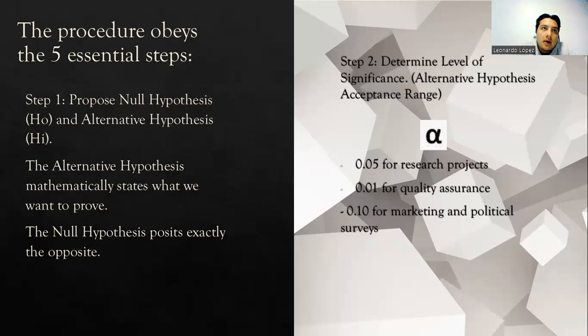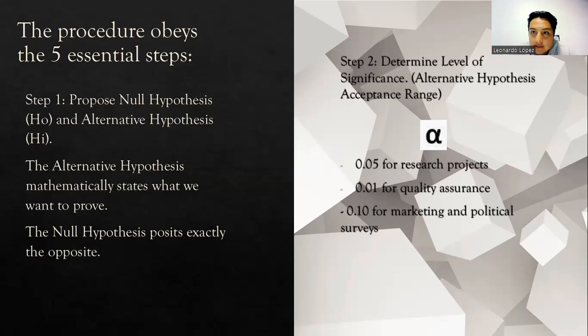To follow the hypothesis test, we have 5 steps to follow, and it's essential to do it step by step. First, in step 1, we need to propose the null hypothesis and the alternative hypothesis, because it's the center of the hypothesis test. We need to discover if there is any difference between the null and the alternative hypothesis.